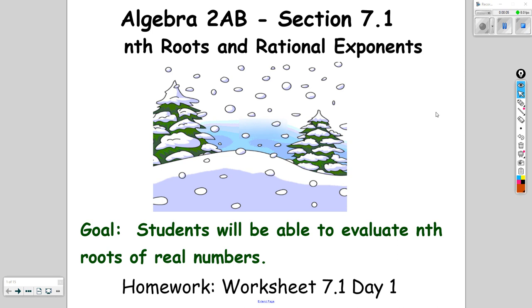Today we're going to get into Chapter 7, which mainly talks about rationals and exponents. And in Section 7.1 today we're going to talk about nth roots and what nth roots are, and then also how they're directly related to rational exponents. Alright, so let's get started.